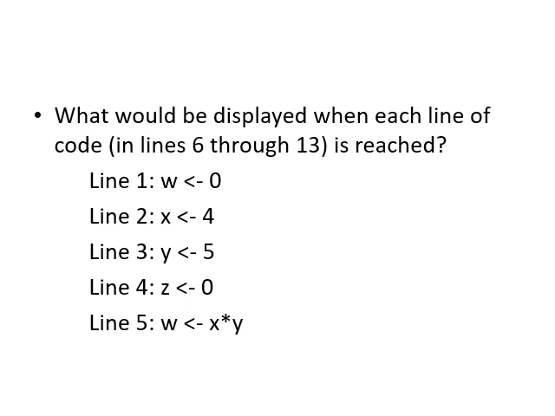Let's take a look at another question. What would be displayed when each line of code, in lines 6 through 13, is reached? Line 1, W is assigned to 0. Line 2, X is assigned to 4. Line 3, Y is assigned to 5. Line 4, Z is assigned to 0. Line 5, W is assigned to X times Y.